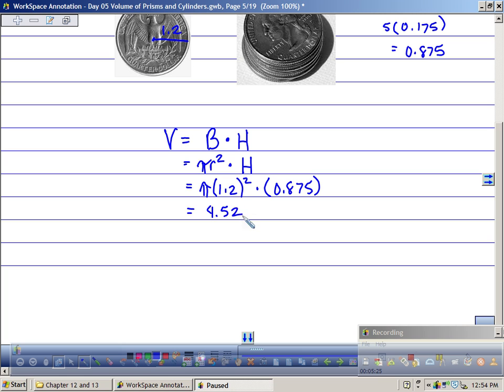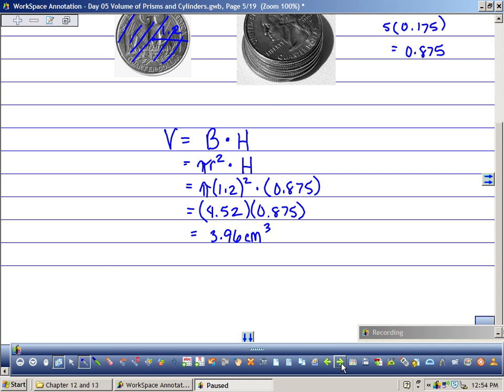And you get 4.52 times 0.875 equals 3.96 centimeters what? Cubed. Squared would be the area of the quarter. Cubed means we gave it volume. Okay?